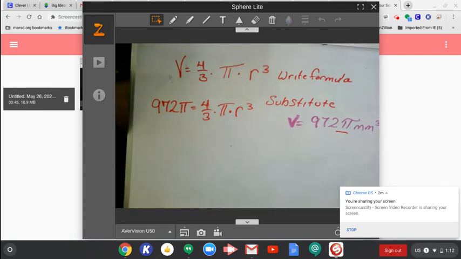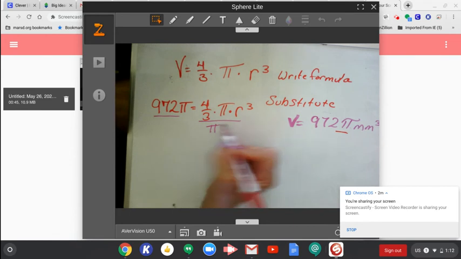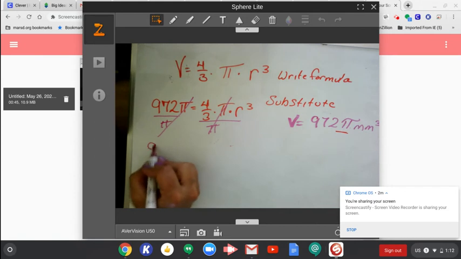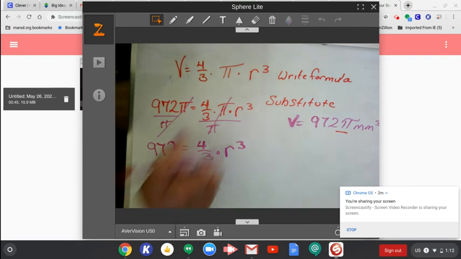The first step, I'm going to eliminate that pi symbol. I'm going to divide both sides by pi. Pi divided by pi is 1. Pi divided by pi is 1. 972 times 1 is 972. And 4/3 times whatever the radius cubed is. So again, we're eliminating the pi symbol off each side, and we get right down to here.